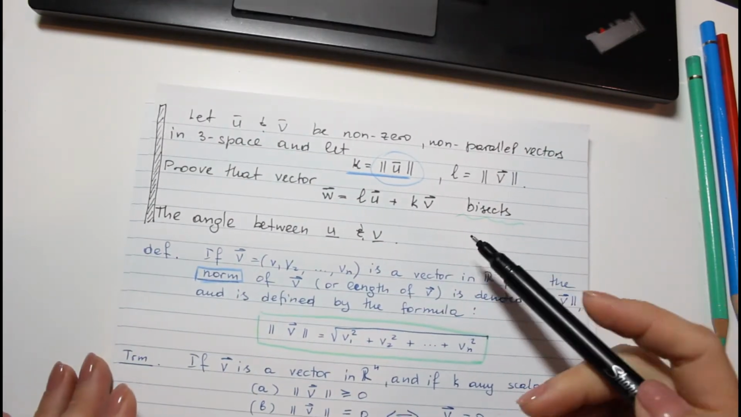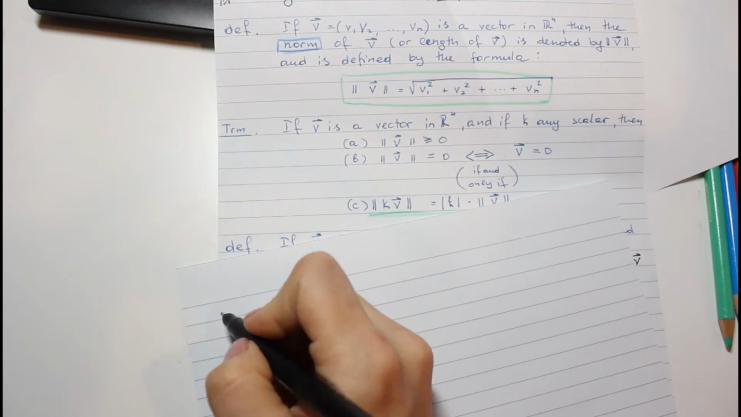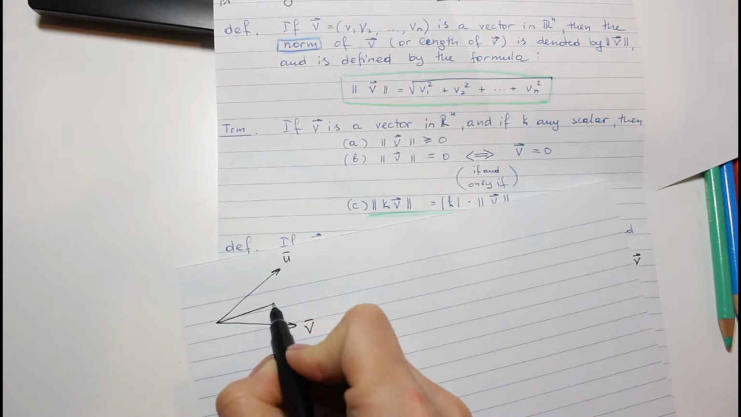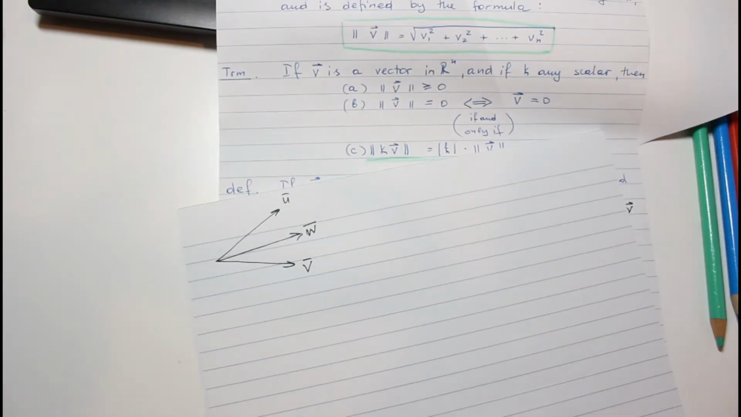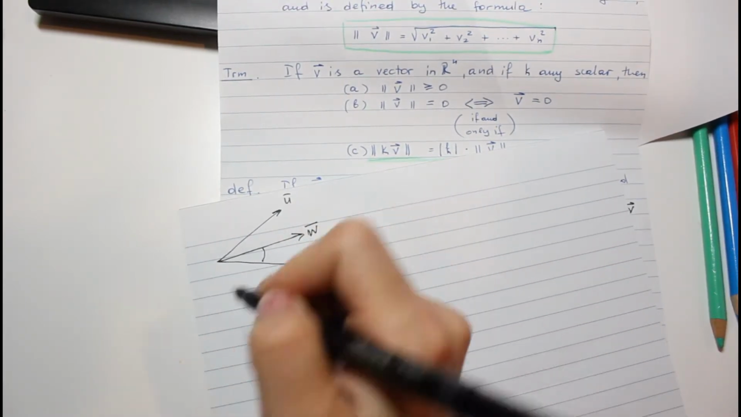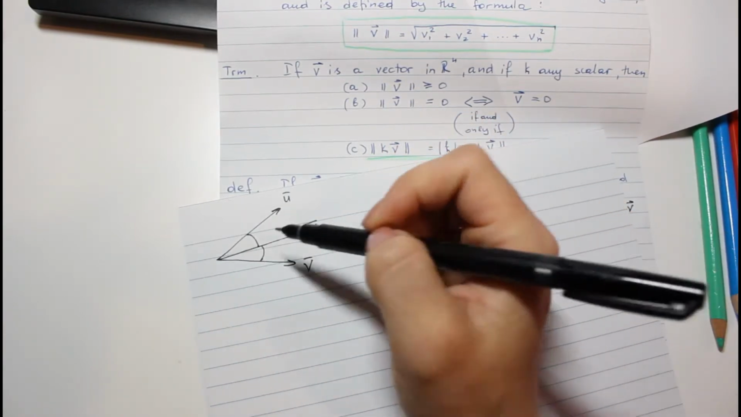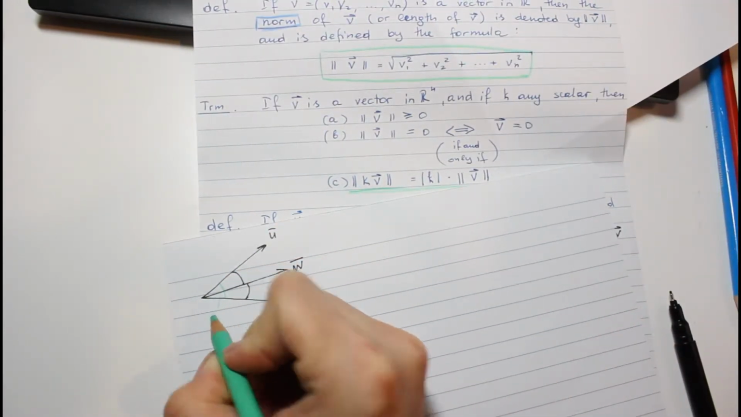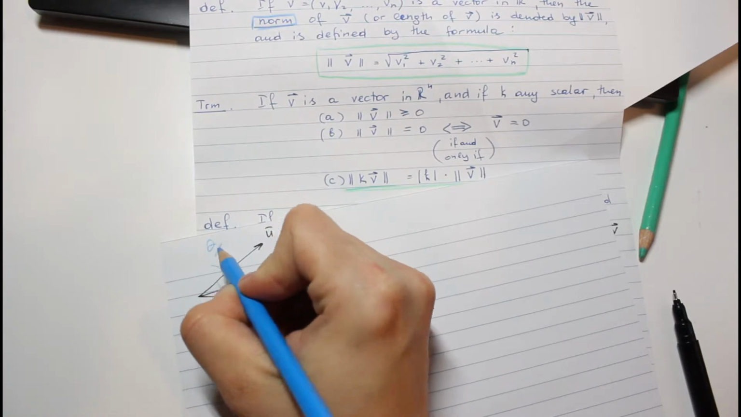The way I intend to approach it is that I assume vectors u and v are like this. And then there's a vector w that splits the angle between u and v in half. So I'm going to show that this angle and this angle are exactly the same. I will call this angle theta, and these ones will then be theta over 2, according to our problem.